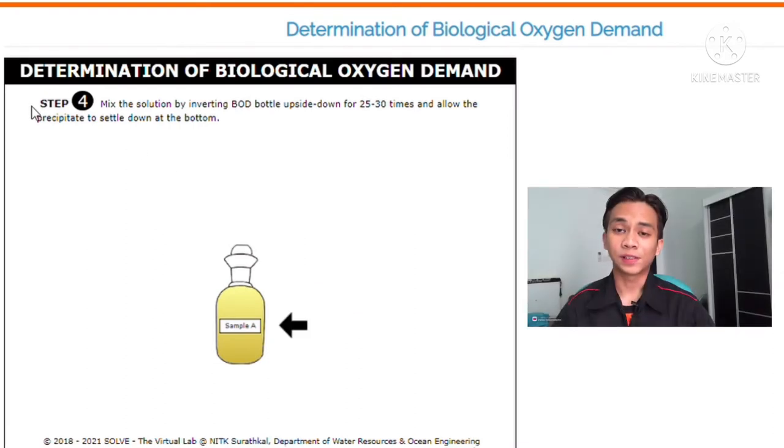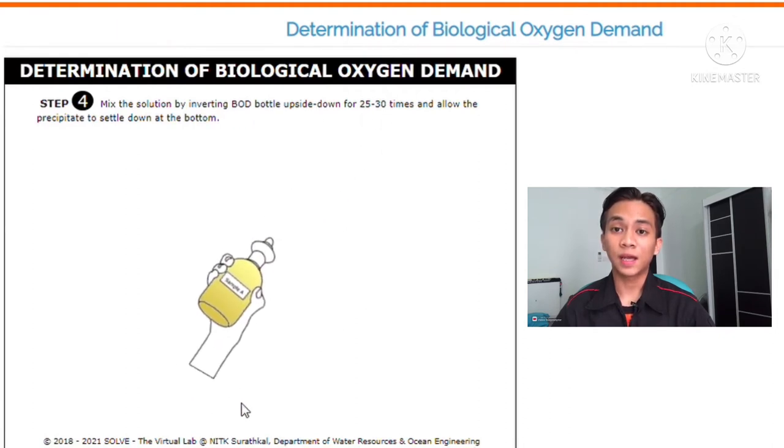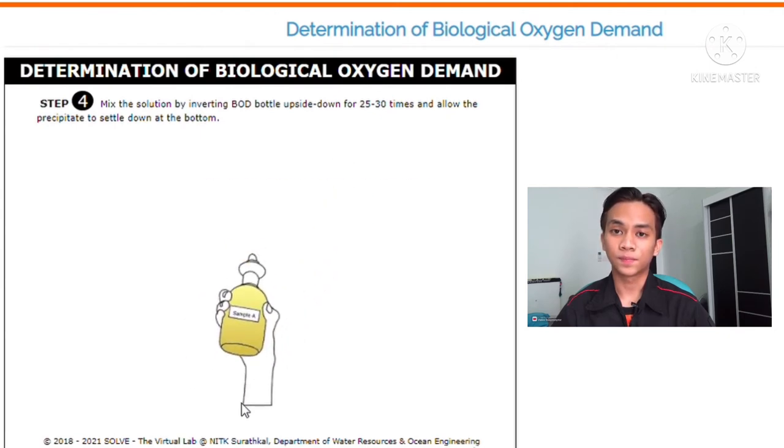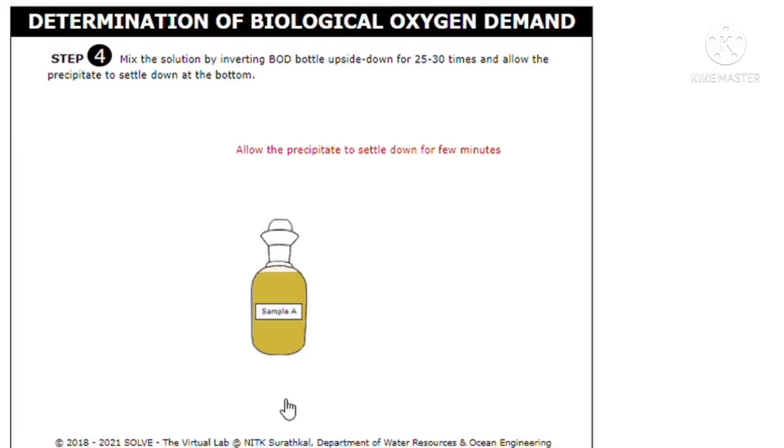Let's move to step 4. Mix the solution by shaking the BOD bottle upside down 25 to 30 times and allow the precipitate to settle down at the bottom. Allow the precipitate to settle down for a few minutes.